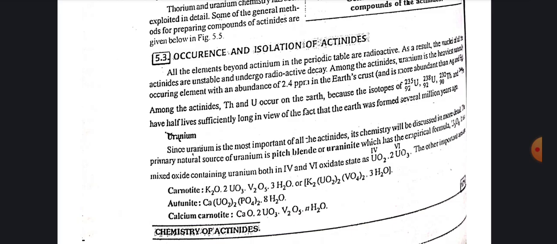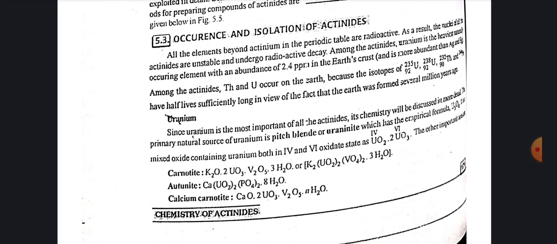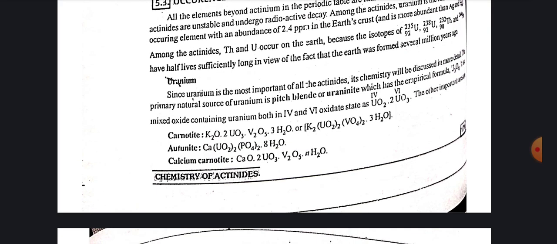Occurrence and isolation of actinides. All the elements beyond actinium in the periodic table are radioactive. As a result, the nuclei of the actinides are unstable and undergo radioactive decay. Among the actinides, uranium is the heaviest naturally occurring element with an abundance of 2.4 ppm in the Earth's crust. Among the actinides, Th and U occur on the Earth because the isotopes of uranium and thorium have half-lives sufficiently long in view of the fact that the Earth was formed several million years ago.